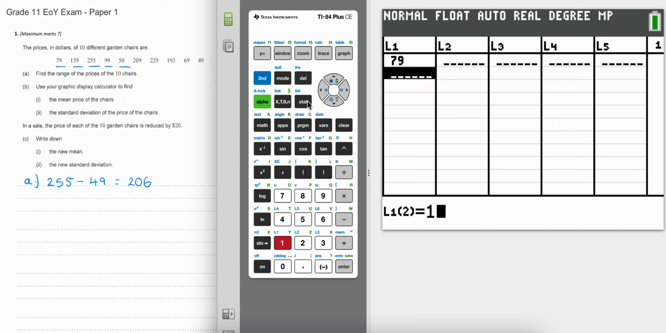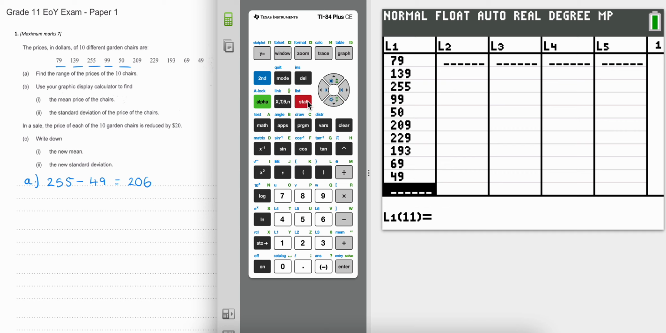So we have 79, 139, 255, 99, 50, 209, 229, 193, 69, and the last one is 49.